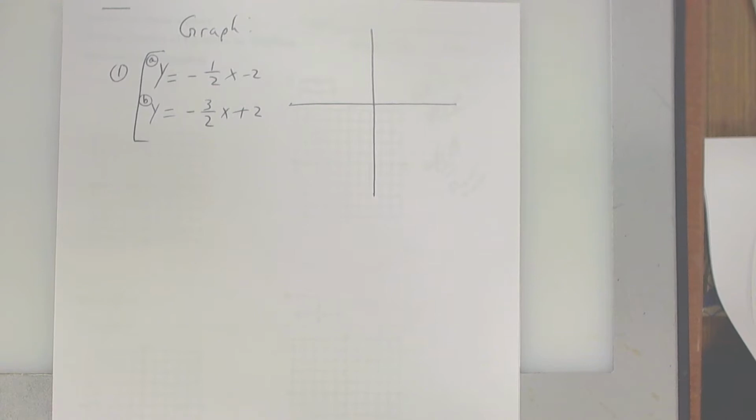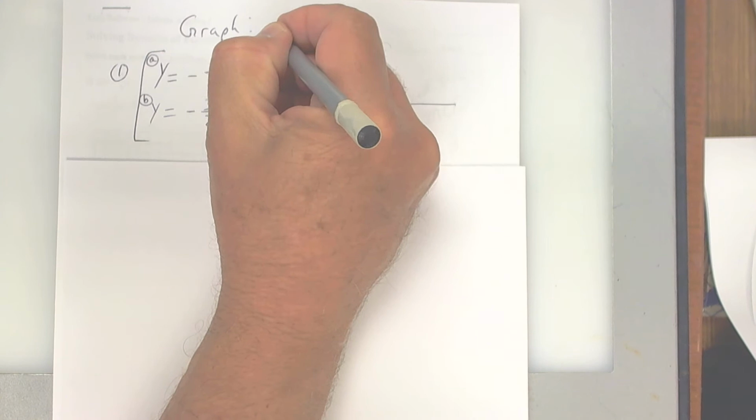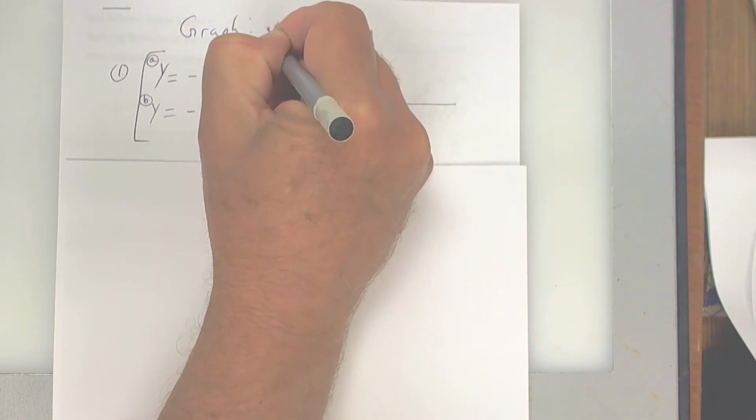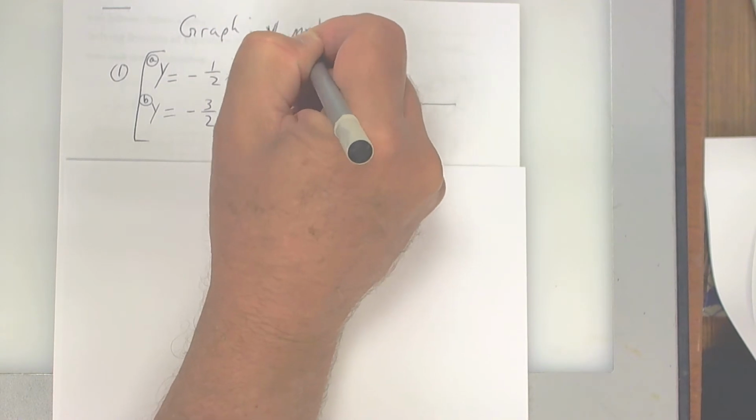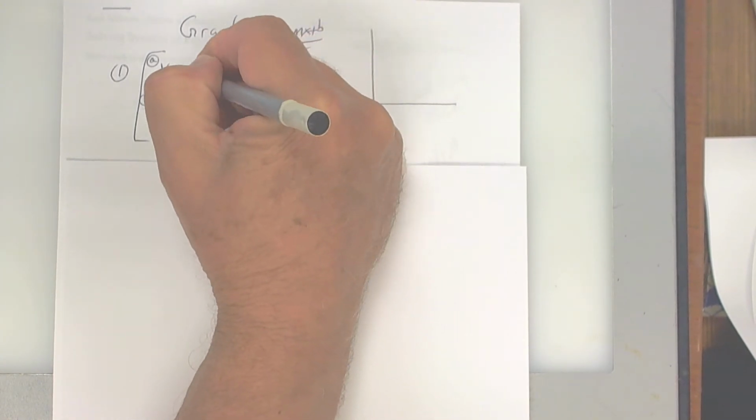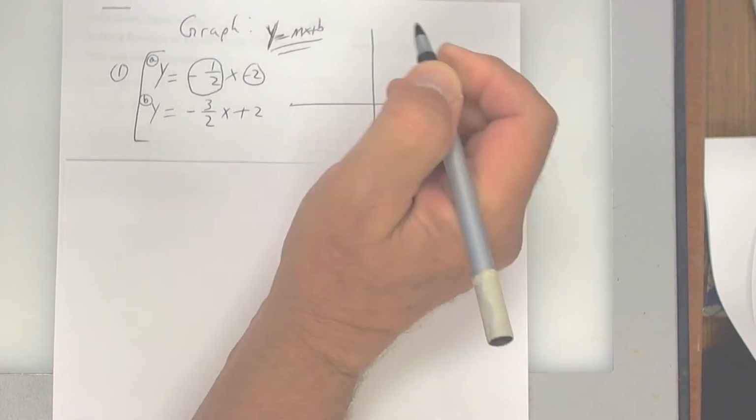Okay, so let's work some problems here. To graph these, you have to get them in slope-intercept form, which they are already in. And that is y equals mx plus b. Well, your slope is here, and your y-intercept is there.